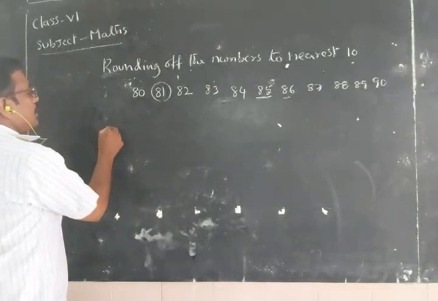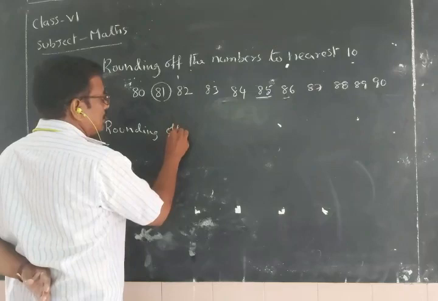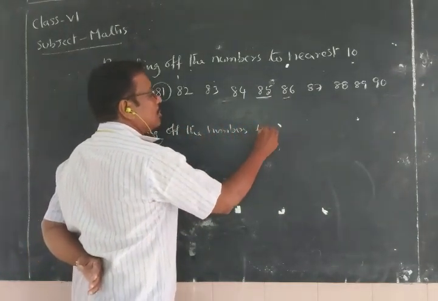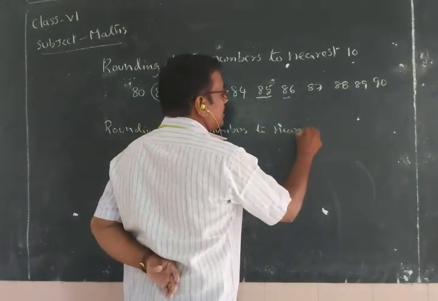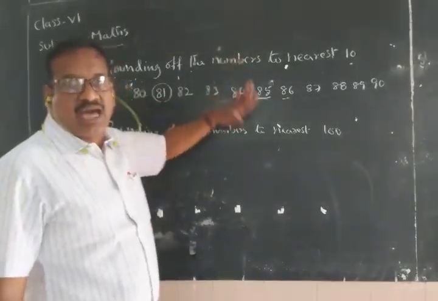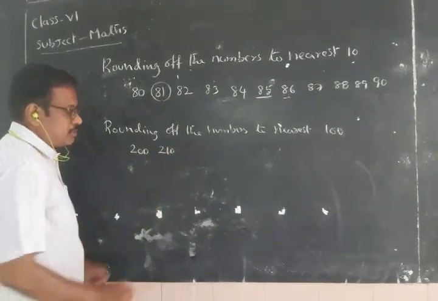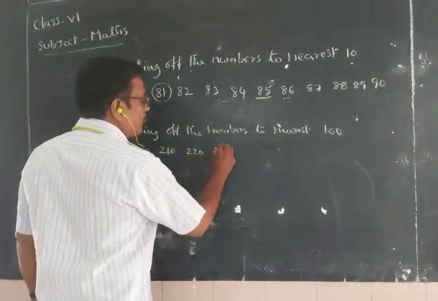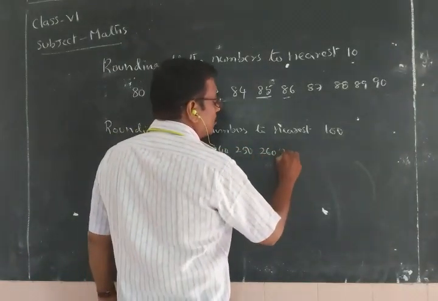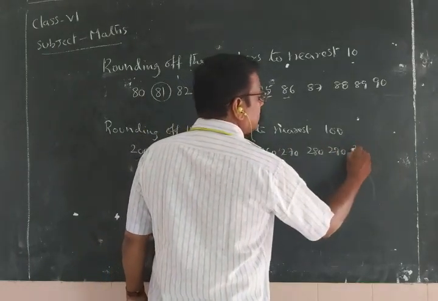Okay. Next one, rounding of the numbers to the nearest 100. Now I write the numbers 200, 210, 220, 230, 240, 250, 260, 270, 280, 290, 300.